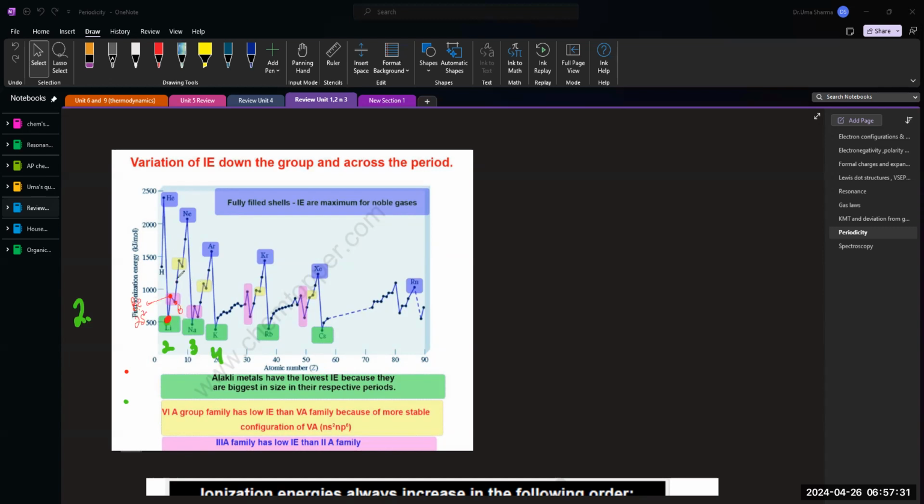Which element is this? Carbon. Which element is this? Nitrogen. Which element is this? Oxygen. Which element is this? Fluorine. Can you see in every period, the highest ionization energy is of the noble gases?